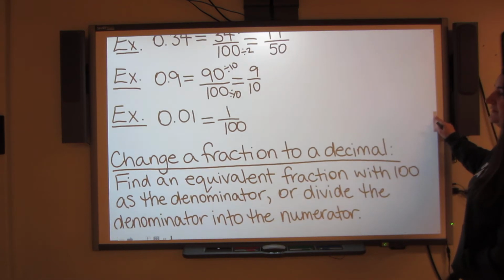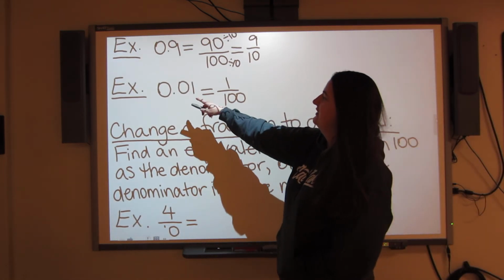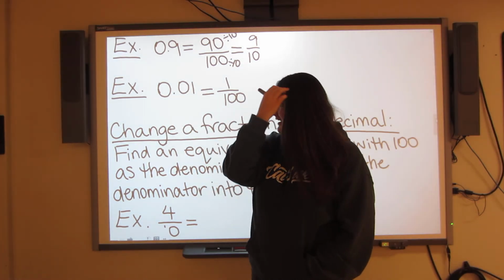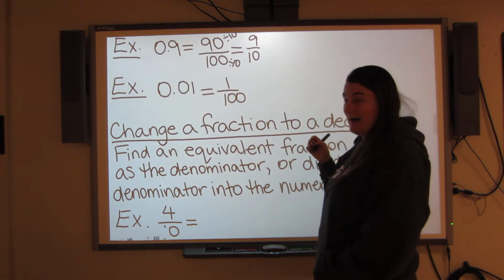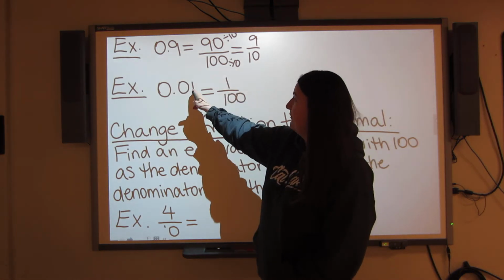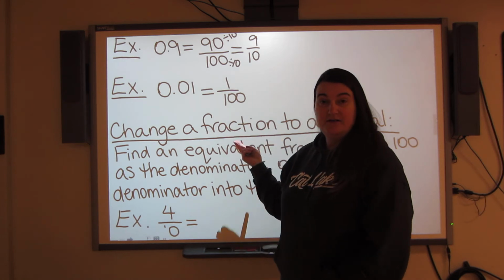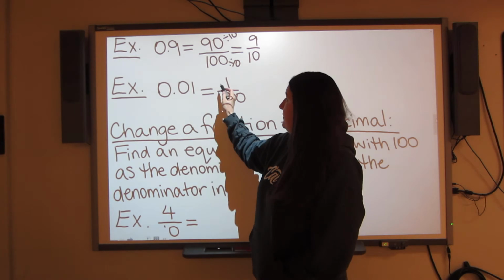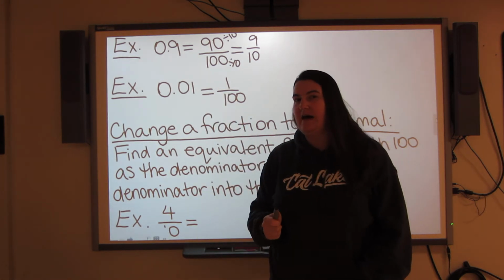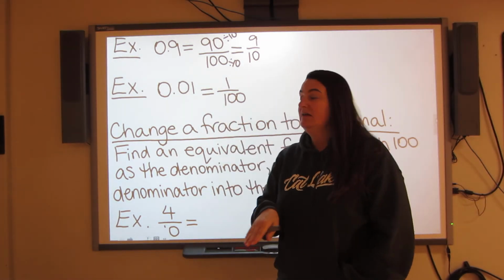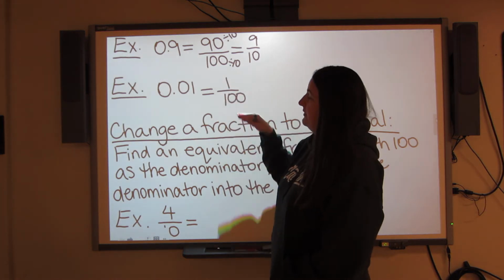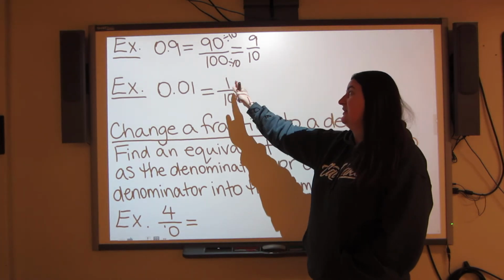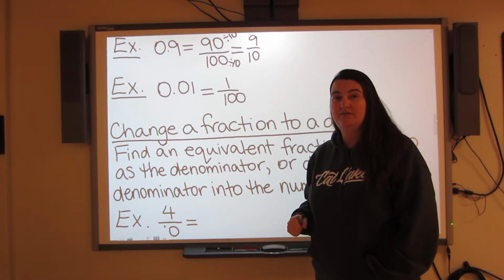So last example, I've got 0.01 or 1/100th. Now think about that. You've got 1/100th, so of course that 1 is going to go on 100. And we don't need the 0, right? I could put a 0 there, but it doesn't change the value, so you don't need to have it. You just really want the 1, your 100 still stays on the bottom, and it's already lowest terms because you cannot make 1 any smaller.